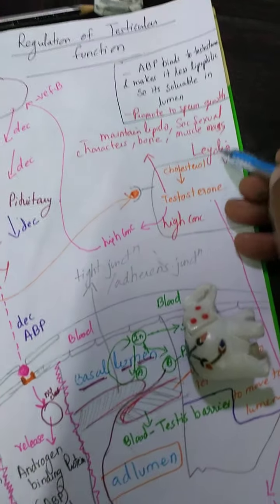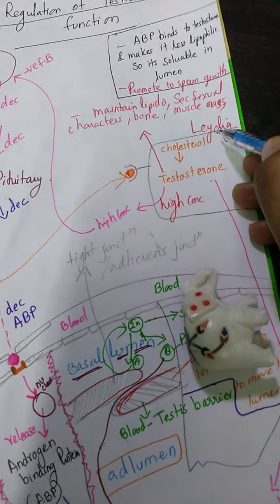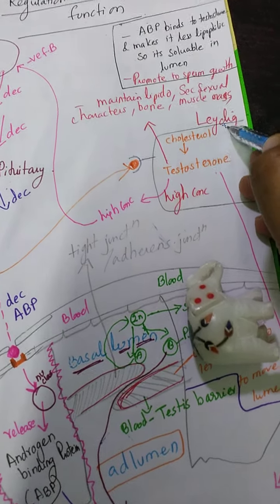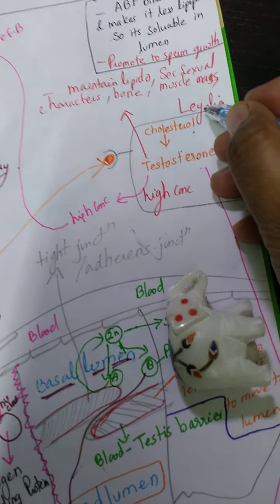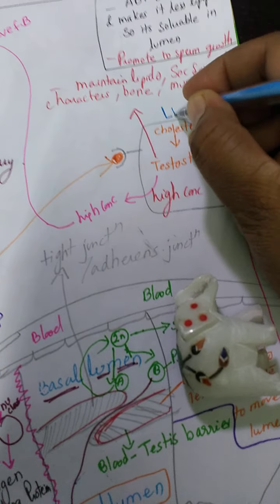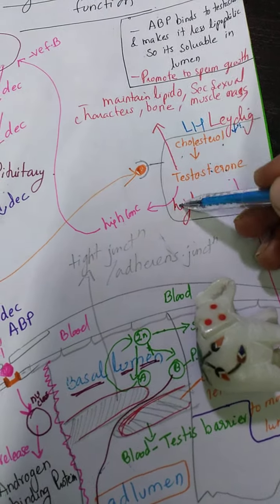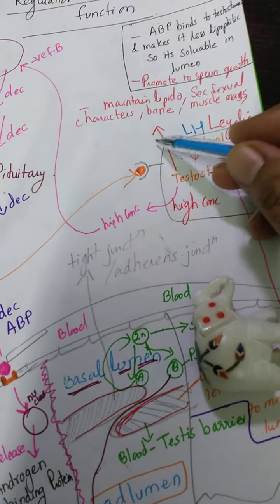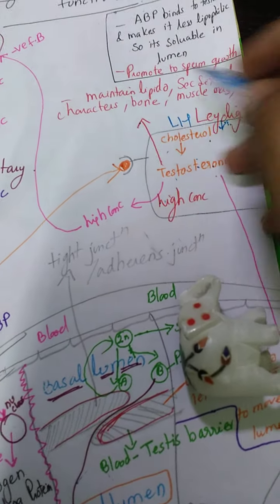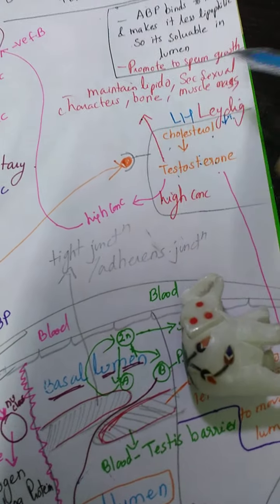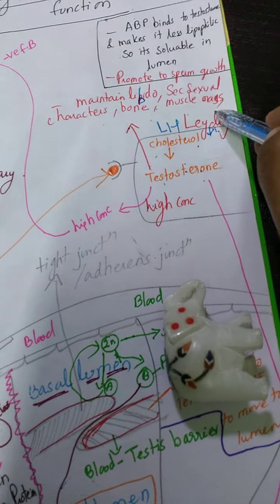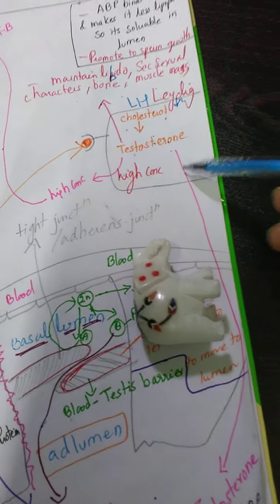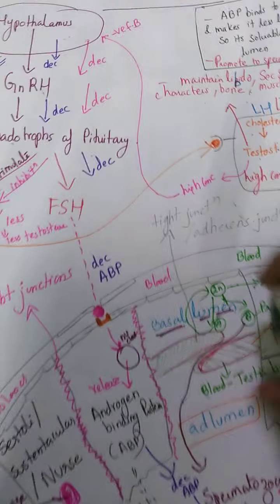LH will act on the interstitial cells of Leydig, wherein cholesterol will be converted into testosterone by the action of LH. This testosterone will follow two pathways. One, it will act on normal body functioning: it will maintain libido, secondary sexual characters, development of bone, muscle mass, etc. And the second function it will have is to enter the seminiferous tubule.